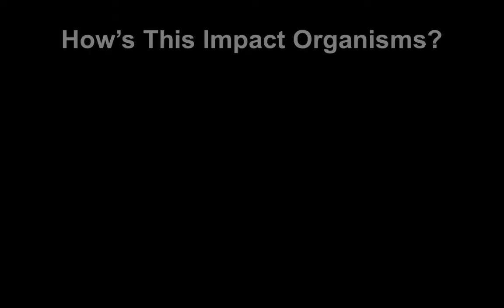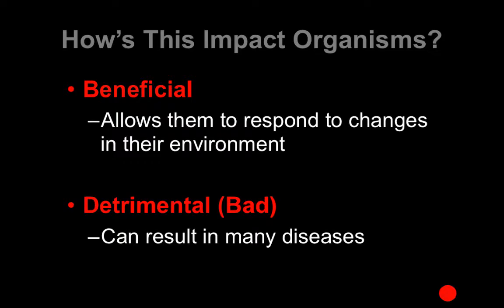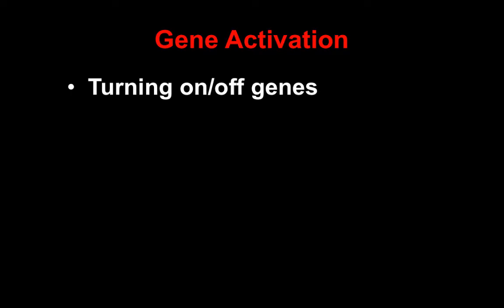So let's look at how this impacts organisms. In a lot of ways, this is very beneficial, because when the environment changes, you need to change, in some cases, how your traits react. And so now you can respond to changes in your environment. Unfortunately, there's also a lot of detrimental impacts that can result in many diseases as a result of environmental influences, and so we'll look at those. First, let's look at gene activation, so that's turning on and off genes.